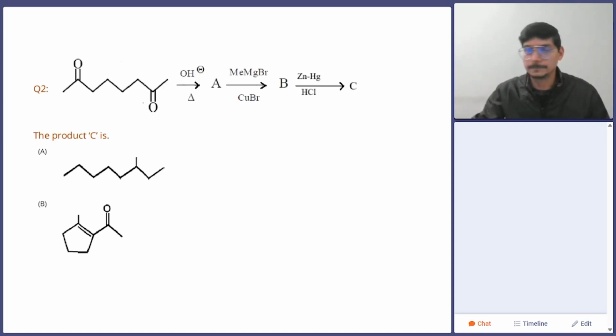Question number 2. There is a molecule given. It's a diketone, as you can see, and we are reacting it with hydroxide at high temperature. So this is intramolecular aldol condensation. Then there is a reaction with methyl magnesium bromide in the presence of cuprous bromide, which is an example of conjugate addition. And then this is followed by the reaction with zinc amalgam and HCl, which is Clemmensen reduction.